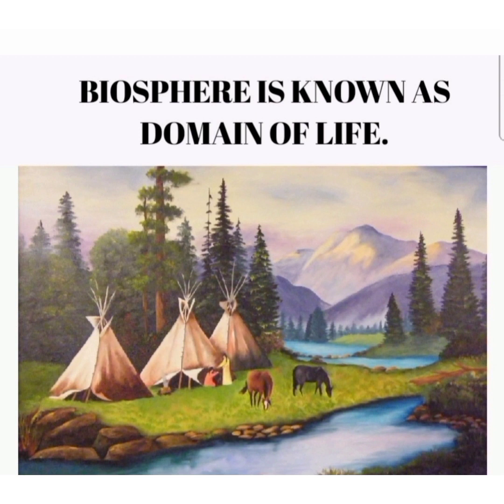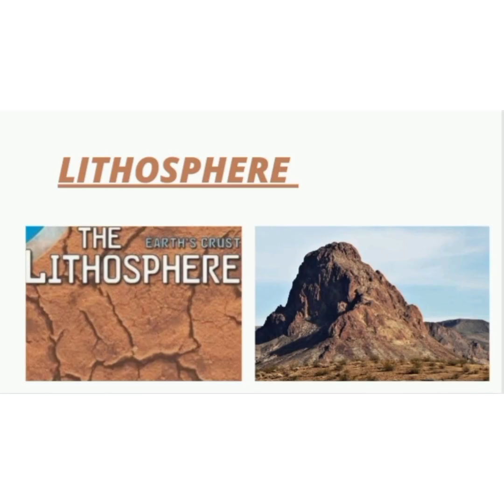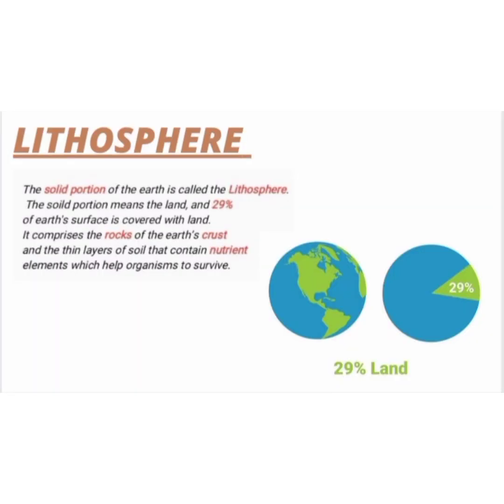So now we will study all the 4 major domains in detail. Let's start with lithosphere. The solid portion of the earth is called lithosphere. The solid portion means the land, and 29% of Earth's surface is covered with land. It comprises the rocks of the earth crust and a thin layer of soil that contains nutrient elements. And what does the nutrient element do? It helps organisms to survive.